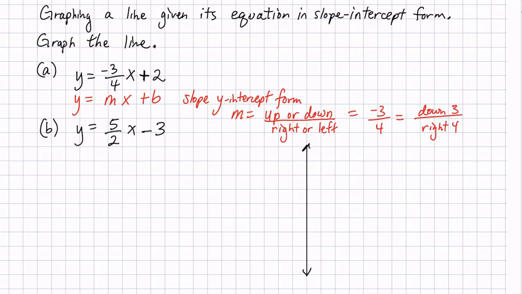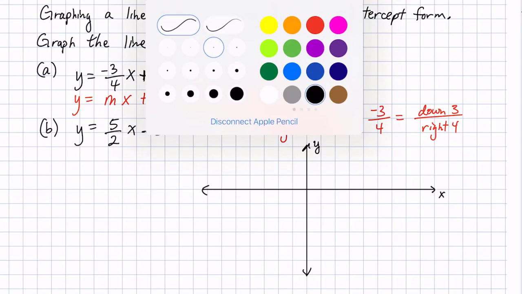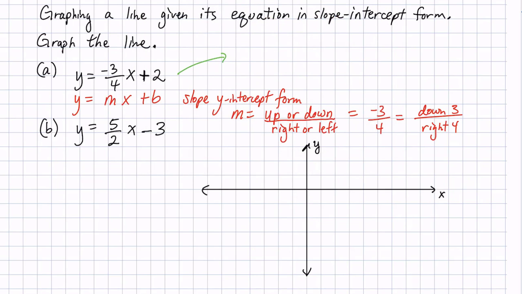So there's my y-axis. This is my x-axis. Let's first graph the y-intercept. So let's make this stand out a little bit. Let's translate this y-intercept into an ordered pair. It's 0, 2. So the first step is to graph the y-intercept. There it is, for the ordered pair 0, 2.